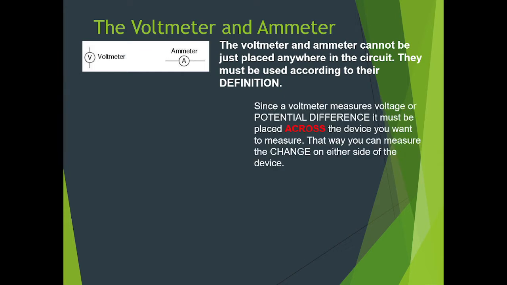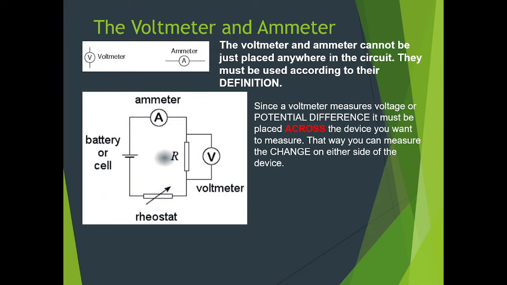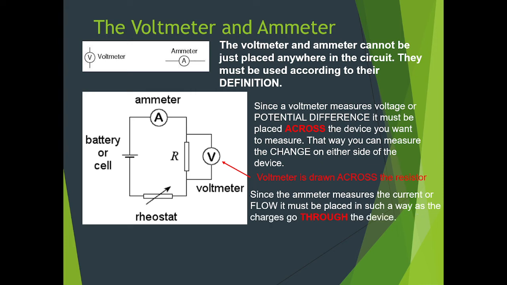Since a voltmeter measures voltage, or potential difference, it must be placed across the device you want to measure. That way you can measure the change in voltage across the device. Voltmeter is drawn or connected across the resistor. Since the ammeter measures the current or flow, it must be placed in such a way that it can sense the flow of charges. It is connected in series where the charges go through the device. Current goes through the ammeter.